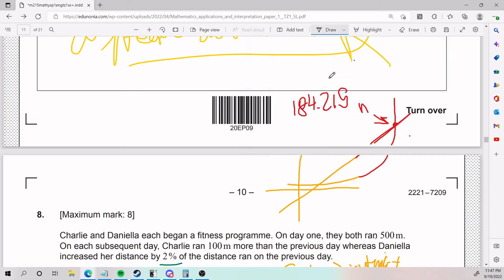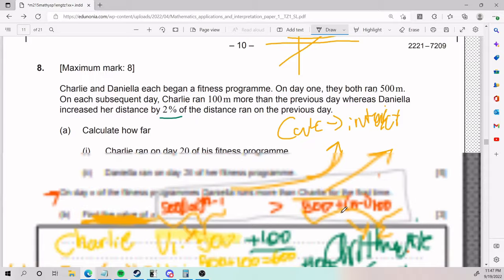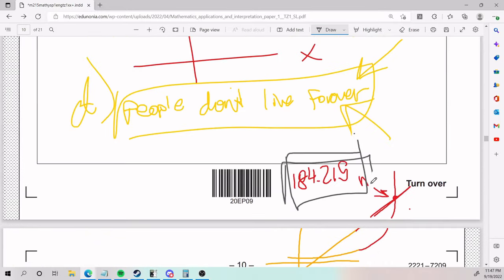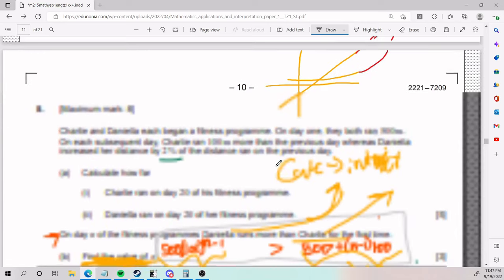See? So this is where it intersects, right? So right at this moment here, on 184.215, these equations are the same. That means that Daniela and Charlie are running the same amount of meters right at this day. See? Now, anywhere beyond that day, we're talking about this here, which is Daniela running more. See? And so, because it's in days, cierto?